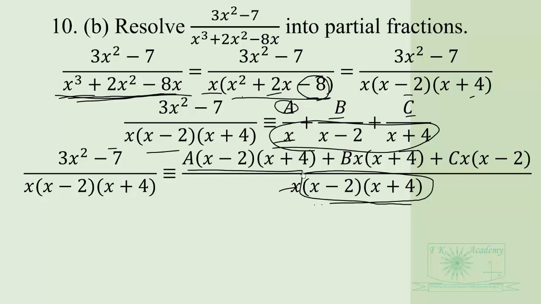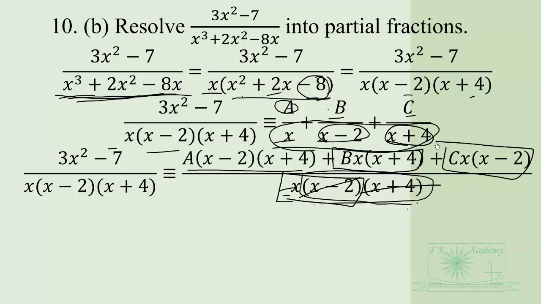Then again, x minus 2 will go into the LCM. We're left with x times x plus 4, and that will multiply the b to get what is here. Then again, x plus 4 will go into the LCM. We are left with x and x minus 2. That will times the c, and that will give us what is here.